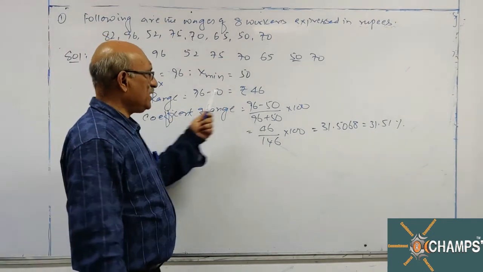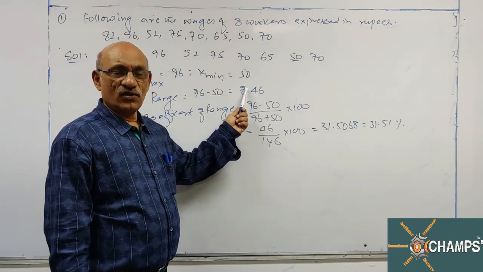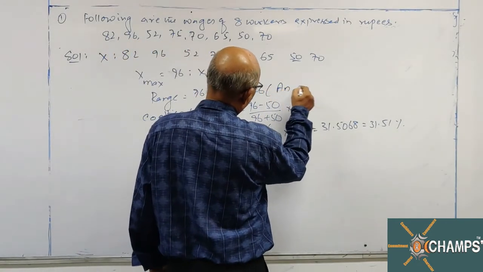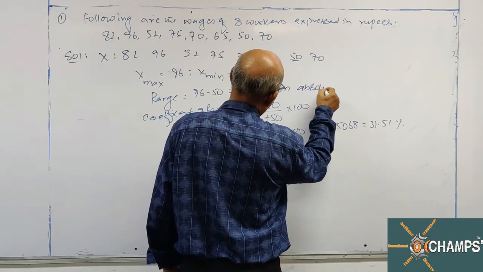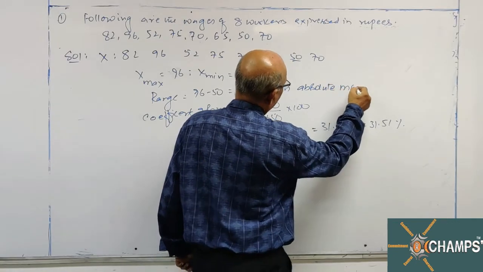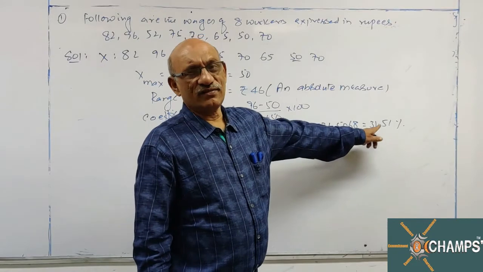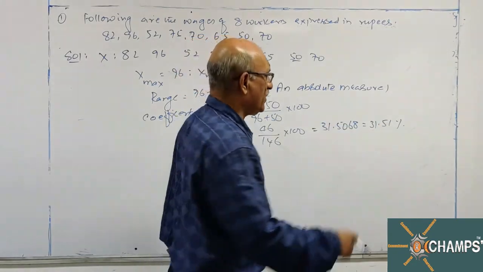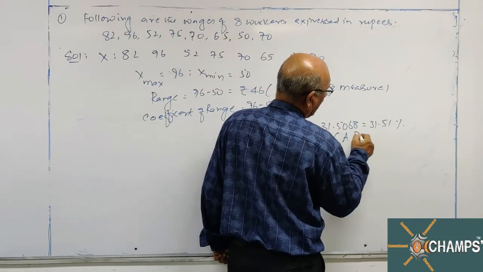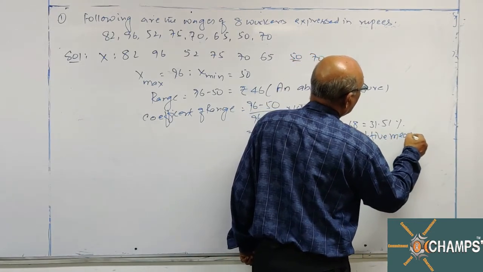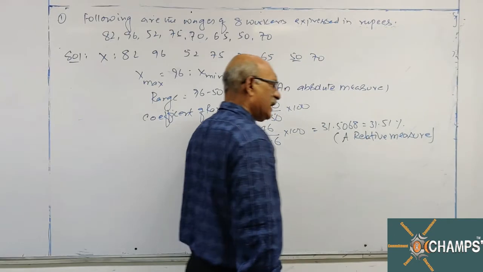Notice this here, range is expressed in terms of the original units of data. It is in rupees, so it is an absolute measure. Here it is expressed as a percentage and it has no units. It is a relative measure.